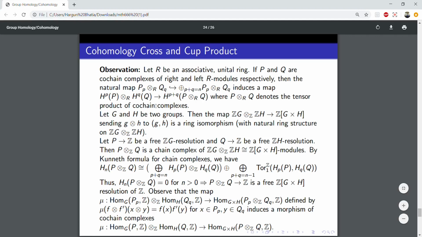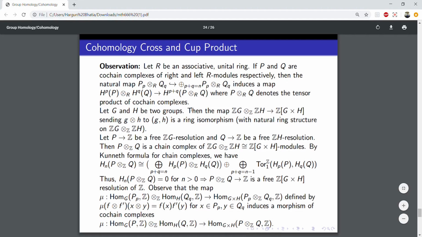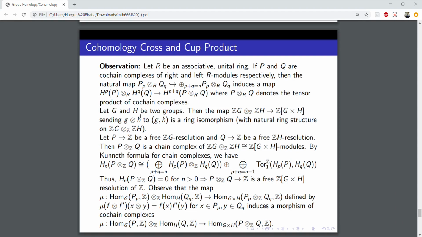Why? I mean, how is this map there? You can check that. Take any x bar, essentially the natural map: x bar tensor y bar goes to x tensor y bar. I have to check it's well defined and so on, but that's easy. Okay, so that's this observation. Just let it be there. Now, if I have two groups G and H, the first idea is to somehow relate the homology and cohomology of G and H with that of the direct product G times H.